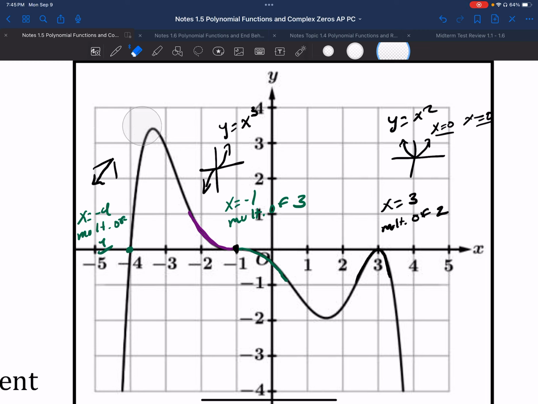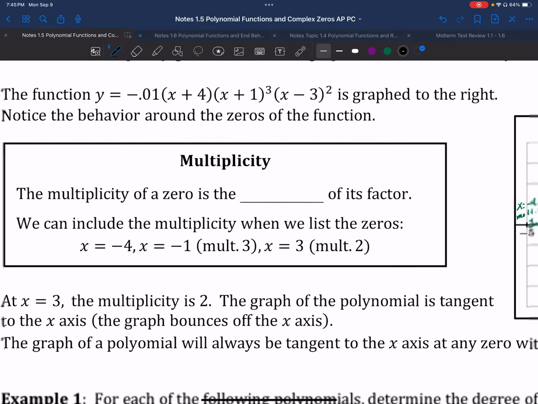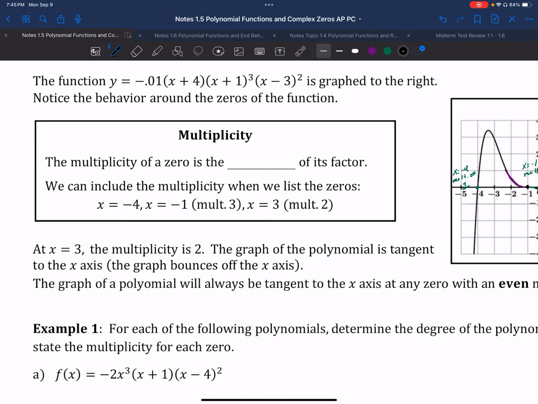So that's how I like to remember it. I feel like that's easy since you should be familiar with your parent functions from Algebra 1 and Algebra 2. You can do the same thing algebraically. So the multiplicity of the zero is going to be the degree of its factor. So we're basically going to be looking at the exponents to figure out the multiplicity for each of the zeros. So whatever the degree of the linear factor is, that will be the multiplicity, as you can see here.